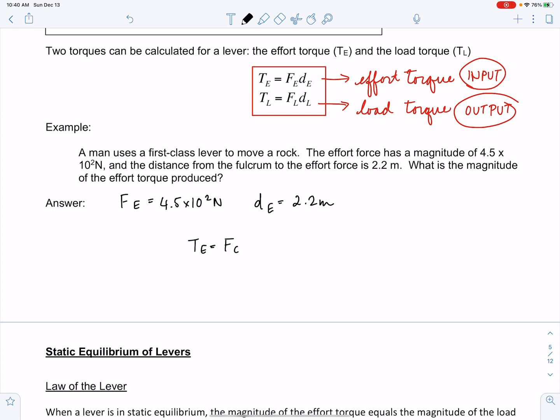So we know the effort torque is equal to the effort force times the effort arm. That's 4.5 times 10 to the power of 2 newtons times 2.2 meters. If we punch this in, we end up with 9.9 times 10 to the power of 2 Newton meters. If you prefer to write it outside of scientific notation, that is 990 Newton meters. Okay.